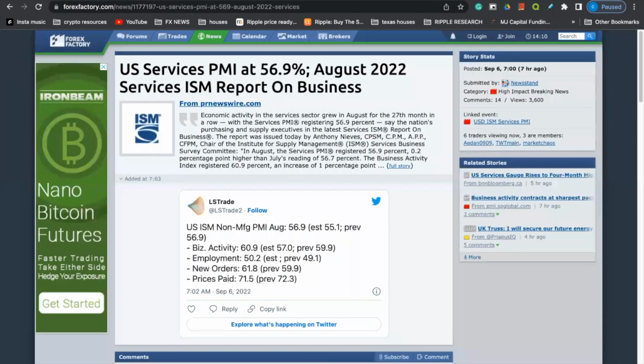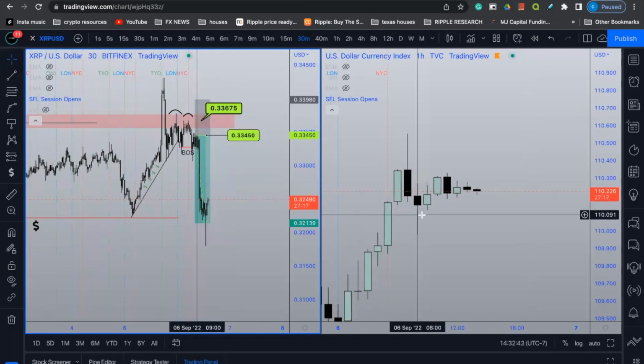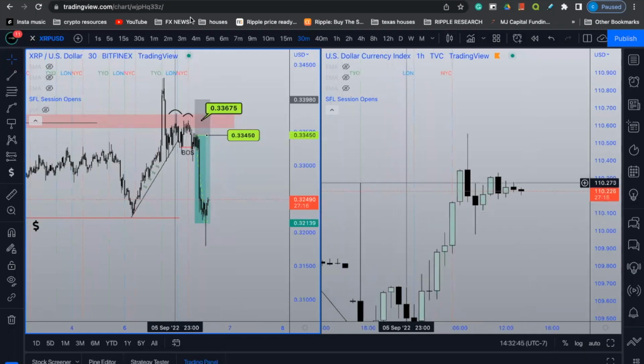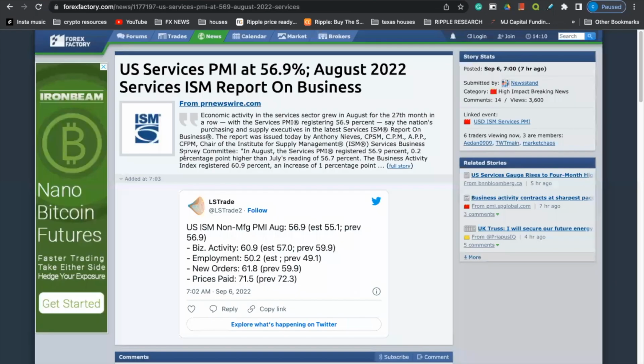And I want to go over the fundamental outlook first, which I don't necessarily want to say is what caused United States dollar strength overall, because I'm not a fundamental guy. But if you guys are interested in fundamentals, something positive came out for the United States economy today. U.S. services PMI at 56.9%, August 2022. Services ISM report on business.